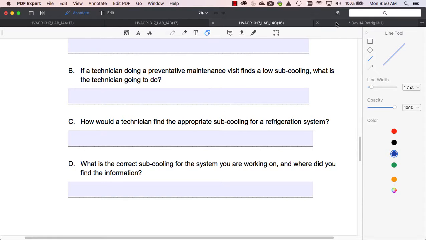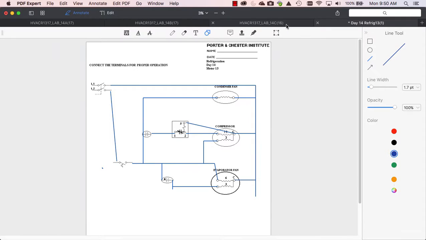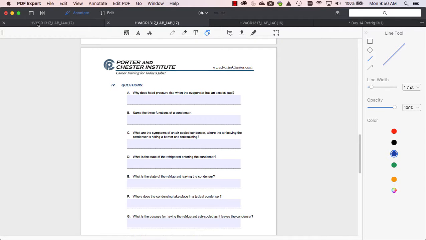Okay, and that basically takes care of the topic 14 labs and subcooling diagrams. Hope that helps.